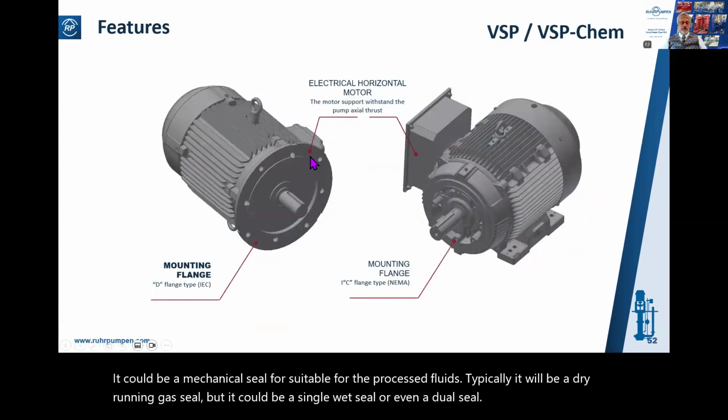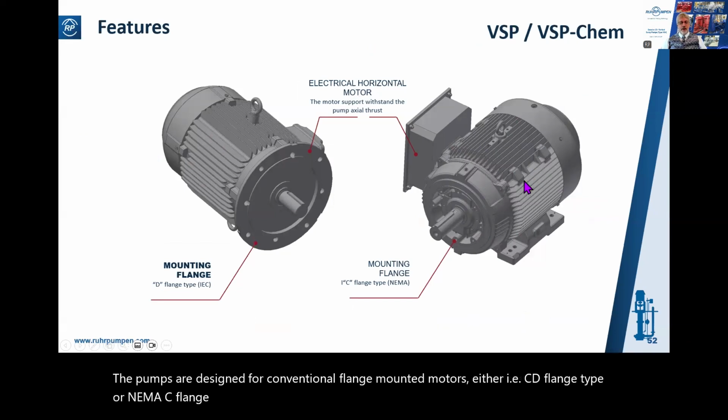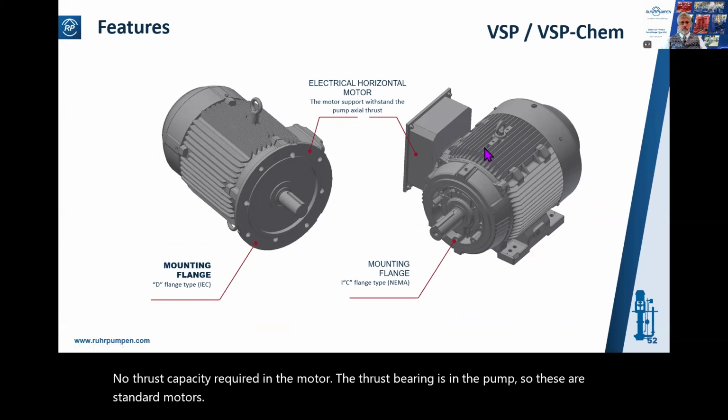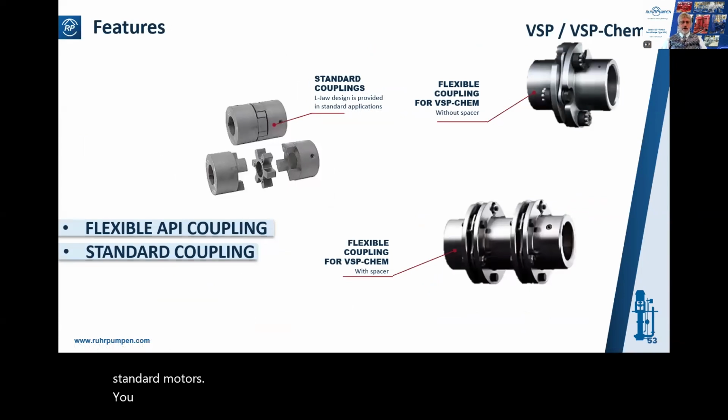The pumps are designed for conventional flange-mounted motors, either IEC D-flange type or NEMA C-flange type. No thrust capacity required in the motor. The thrust bearing is in the pump. So these are standard motors. You need a flexible coupling to connect the motor to the pump.